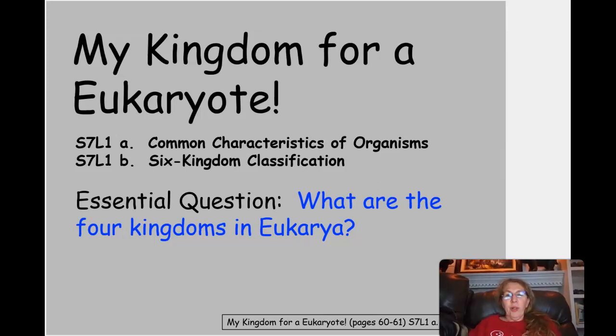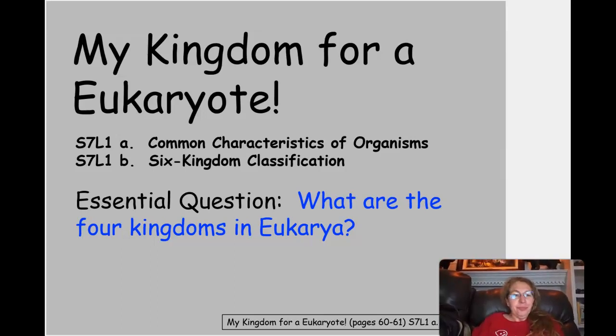In the last section of the book, you learned about the three domains. We have the bacteria, the archaea, and the eukarya. You learned new vocabulary words like prokaryote, meaning organisms without a nucleus, and eukaryote, organisms with a nucleus and membrane-bound organelles. So this section of the book is called My Kingdom for Eukaryote. And we are going to look at what are the four kingdoms in the eukarya domain.